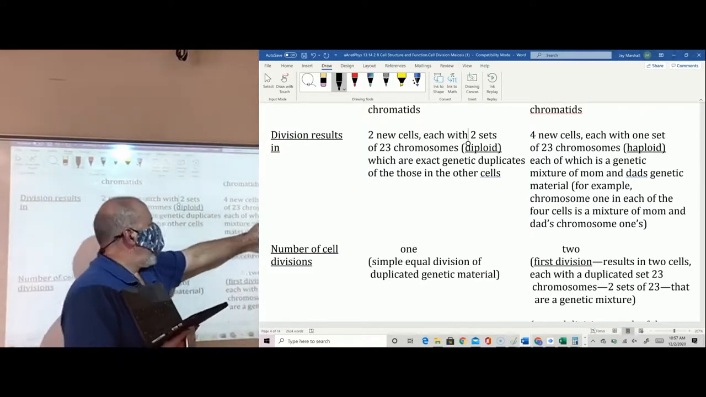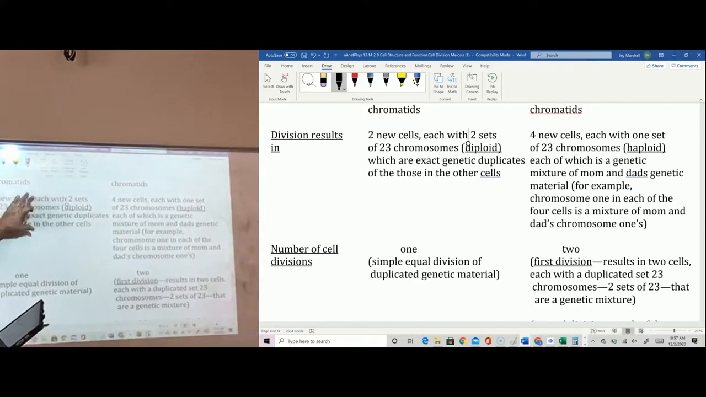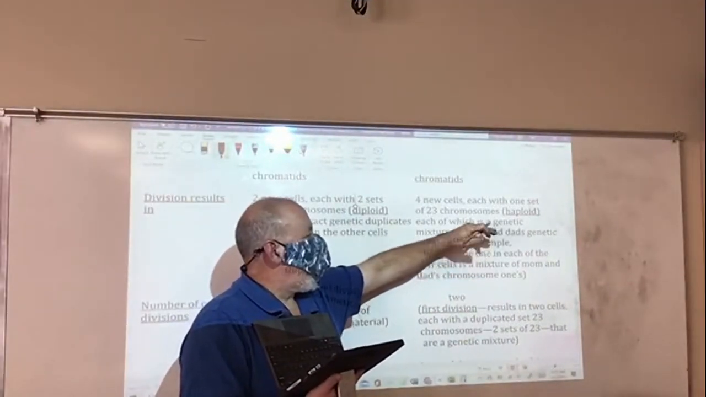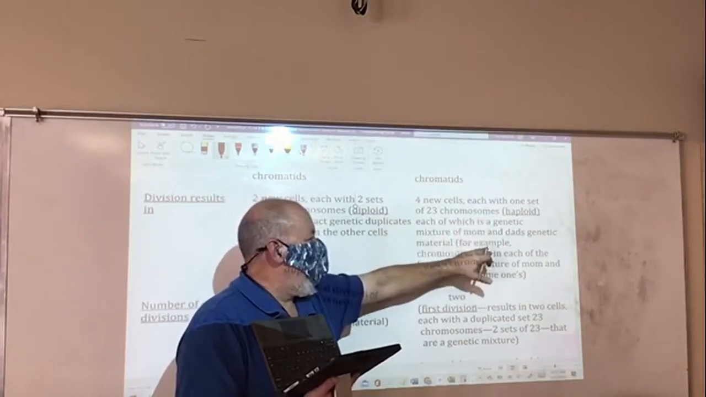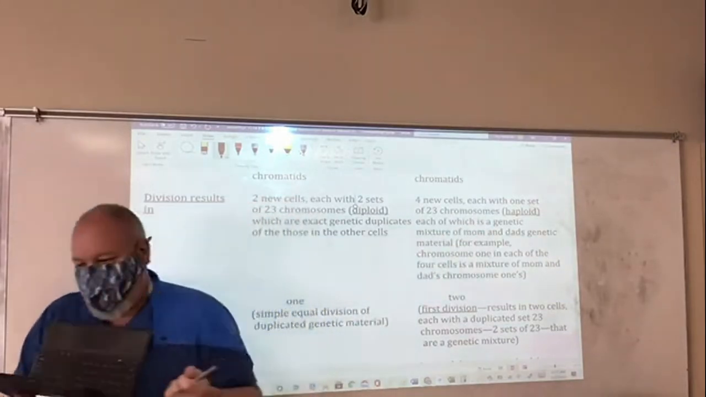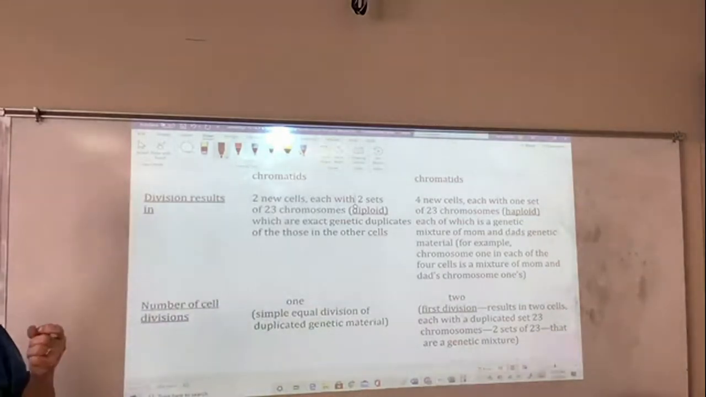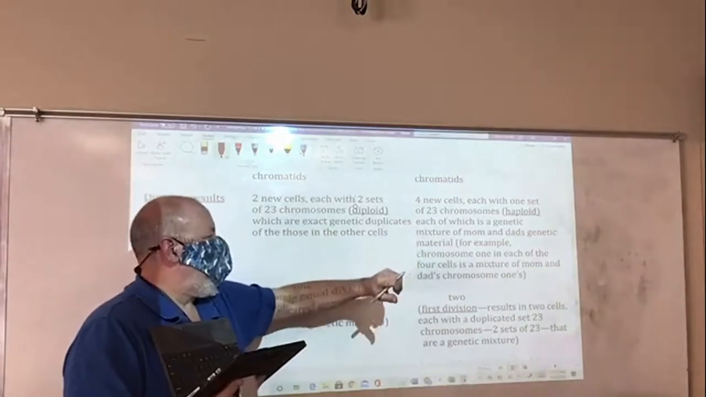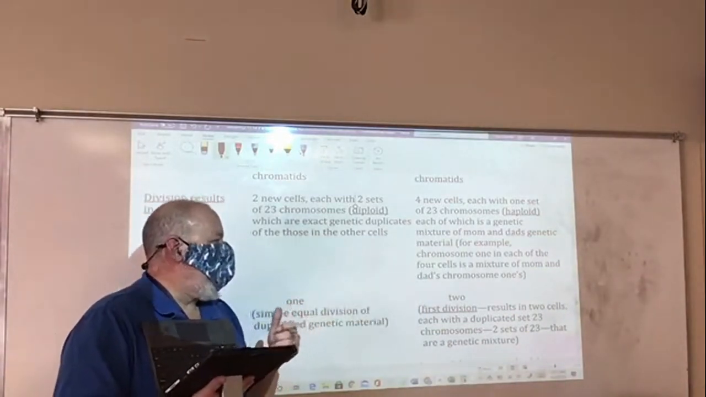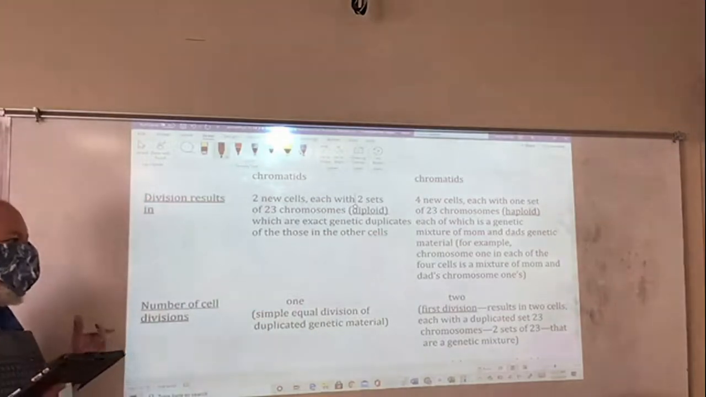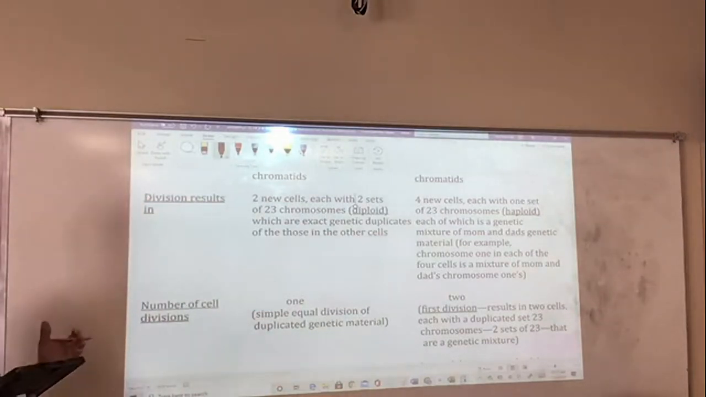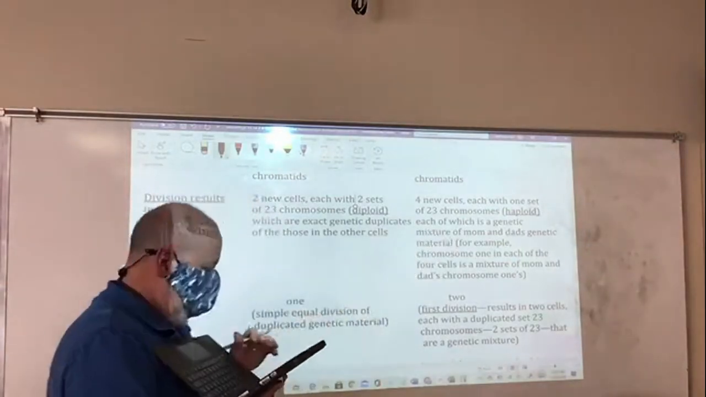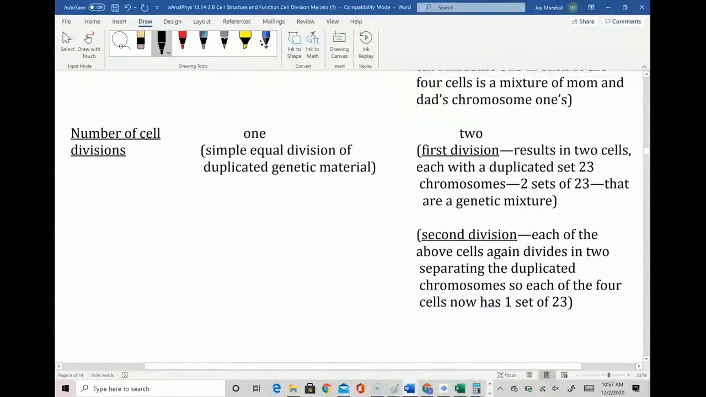The other main difference in the division is that not only do I get 4 cells with just 1 set of chromosomes, the chromosomes are not genetically identical. They're a mixture of mom and dad's material. So, for example, chromosome 1 in each of the 4 cells is a mixture of mom and dad's chromosome 1s. And they're not identical mixtures. They're unique, which is important for genetic variation.